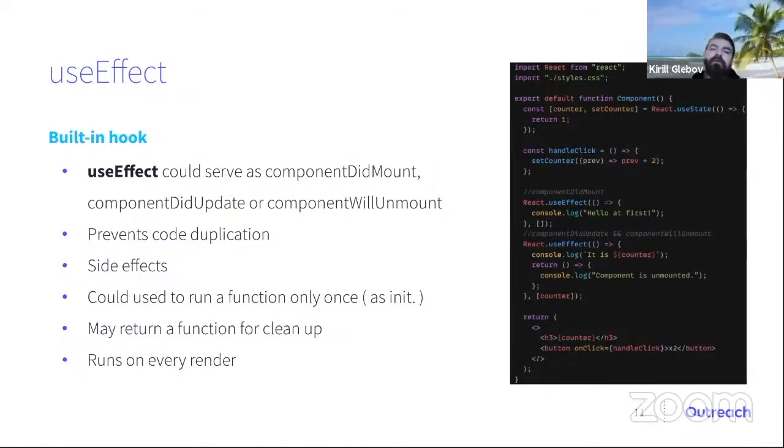Also, it allows you to mitigate what was previously done by lifecycle methods in class components, like componentDidUpdate, componentDidMount, and componentWillUnmount. But remember, they are not the same. You can try to do something similar, but that's going to be a kind of different behavior. And I'm going to explore this in my example. Also, why it's good: useEffect prevents code duplication. And now all logic, which was spread around those lifecycle methods in class components, is now in one place thanks to useEffect.